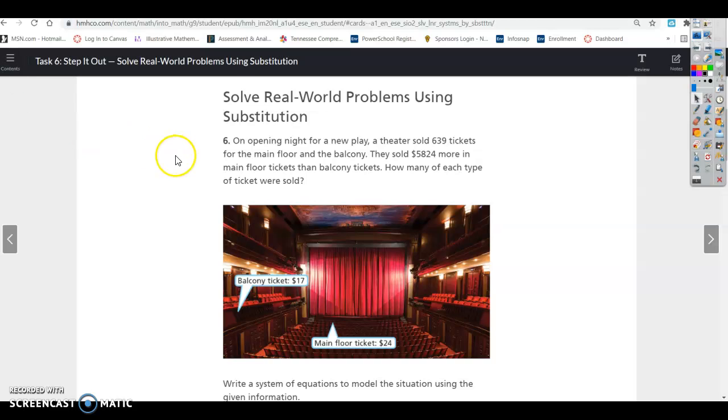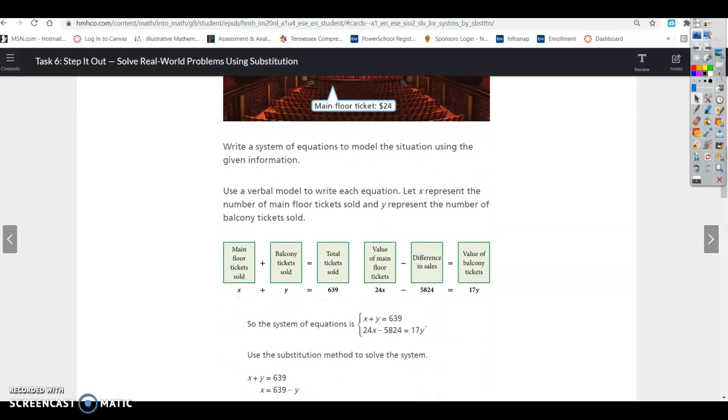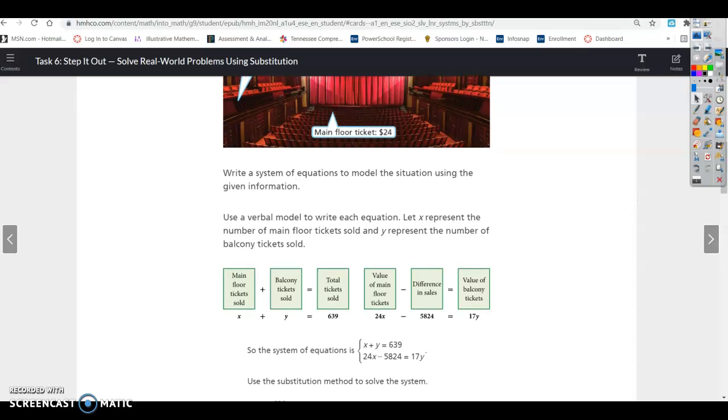All right, so it shows here that the balcony tickets are $17 and the main floor tickets are $24. It says write a system of equations to model the situation using the given information, using a verbal model to write each equation. Let X represent the number of main floor tickets and Y represent the number of balcony tickets. So main floor tickets plus balcony tickets equals 639 total tickets.